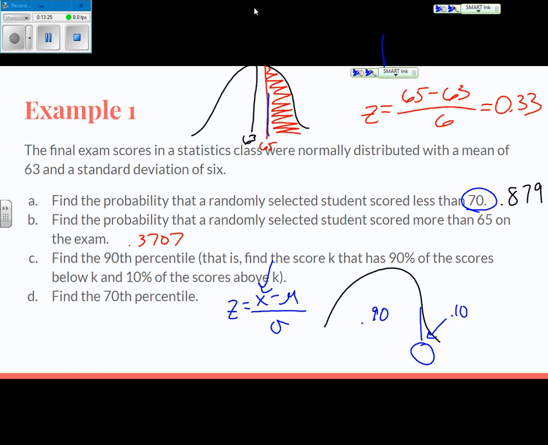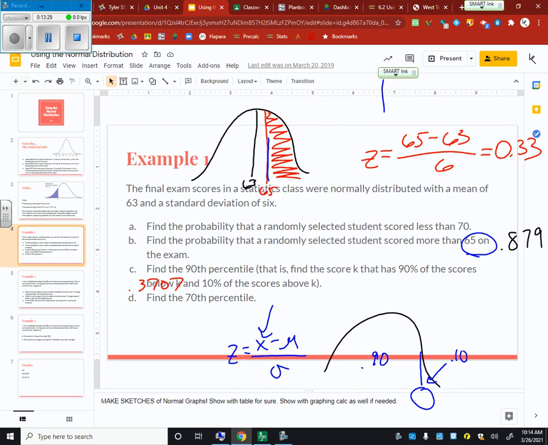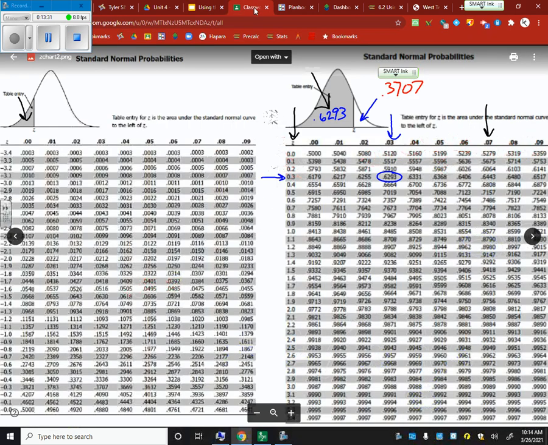So I just have to use my table backwards. What does that mean? What's the bald guy talking about using it backwards? That means I get to look at all of these fun numbers and I have to find the closest one to 90%. I think it's 1.3. 1.3?